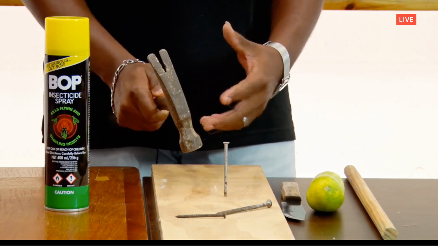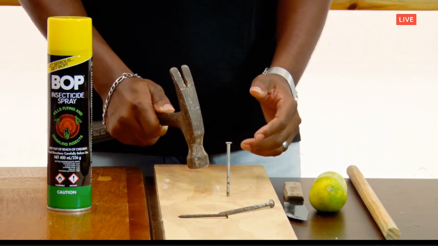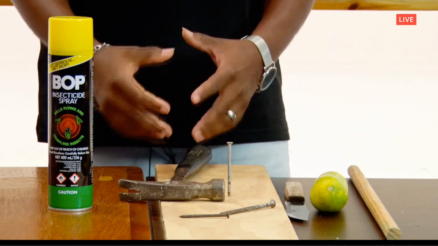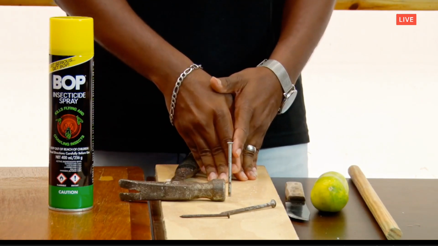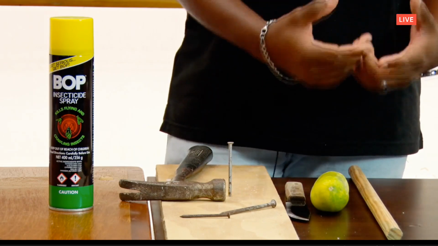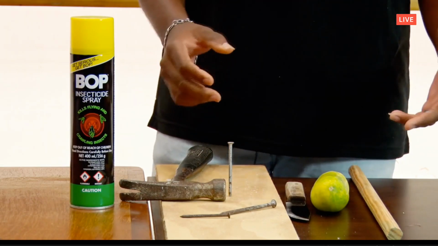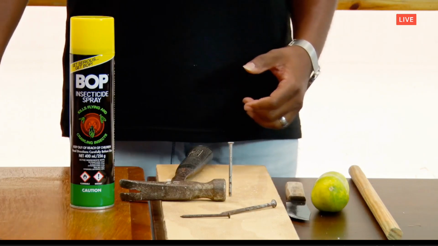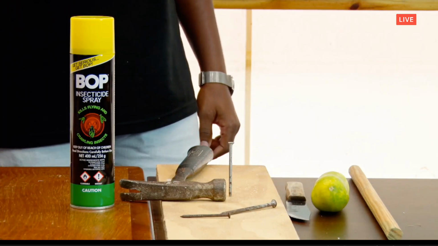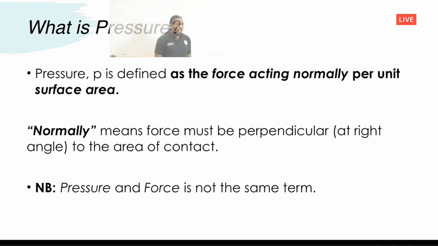Now, what I want you to understand is that all of these demonstrations that I just did actually explain the concept of pressure. So the first thing we want to understand is that when we apply a force and that force is applied onto any surface, we could have what is known as pressure being exerted on that object, whether it be a solid object, or a gaseous or liquid object. So our first thing to understand is the definition of pressure: pressure is defined as the force acting normally per unit surface area.